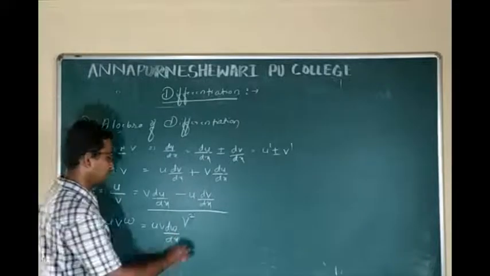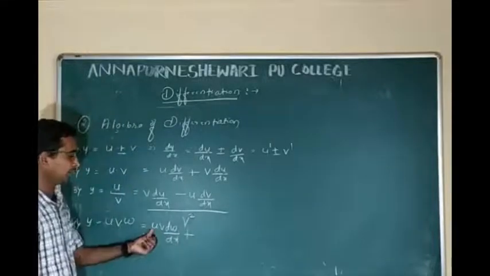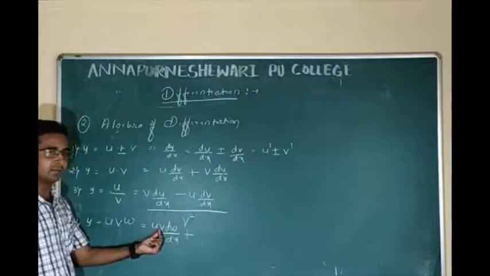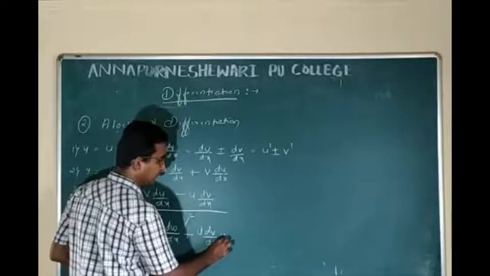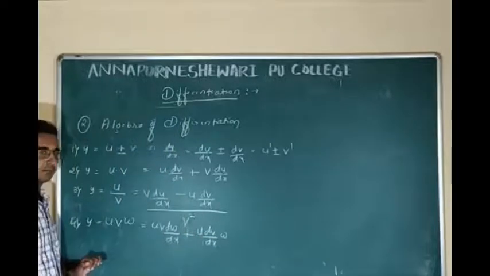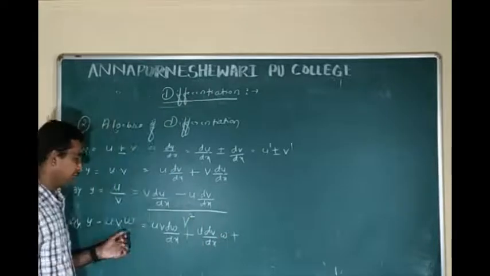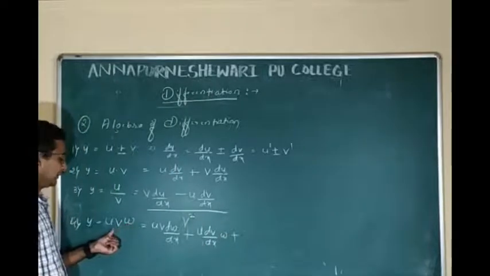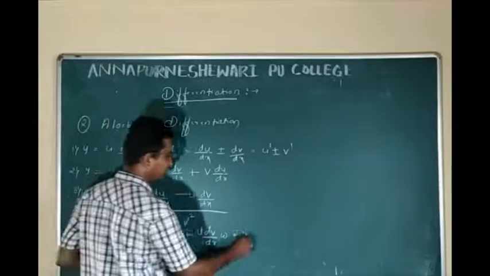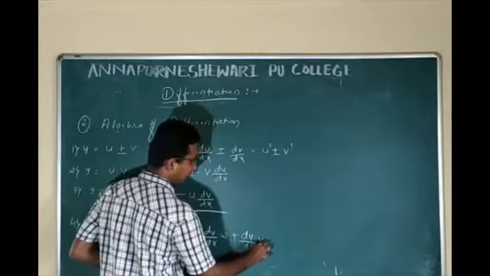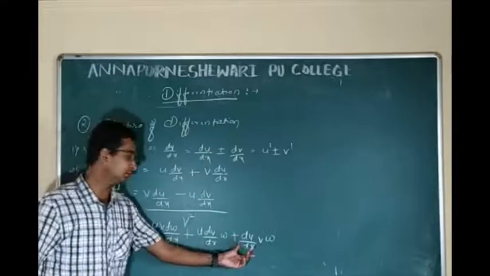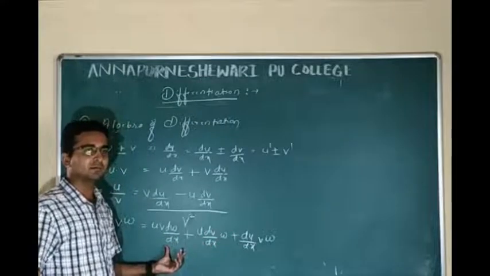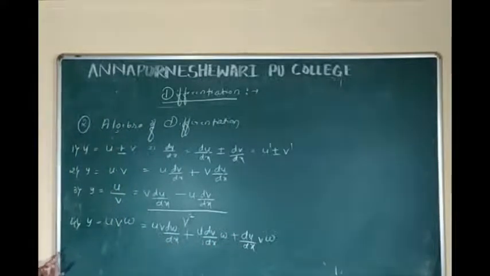Getting? Next, plus, I will keep the first and last term as it is, and I will differentiate the second term, that is u dv by dx into w. Next, plus, I will keep the second and third term as it is, and I will differentiate the first term with respect to x, du by dx, then it is vw. Or else you can do the first this one, the second this one, or else the third this one. Getting? So this is the differentiation of algebraic functions with respect to x.